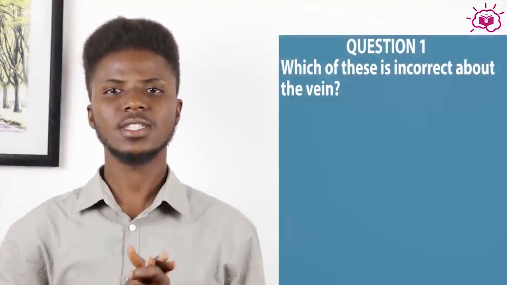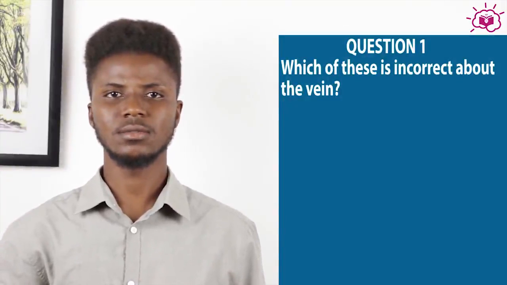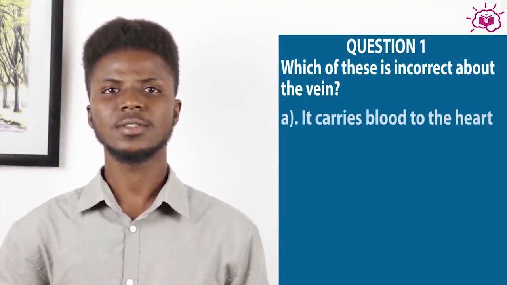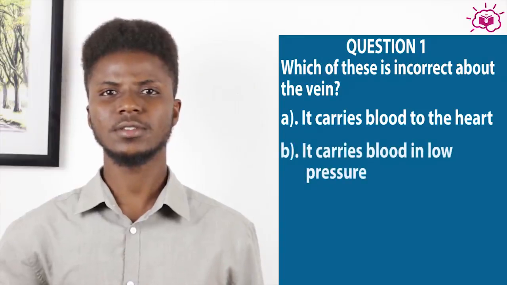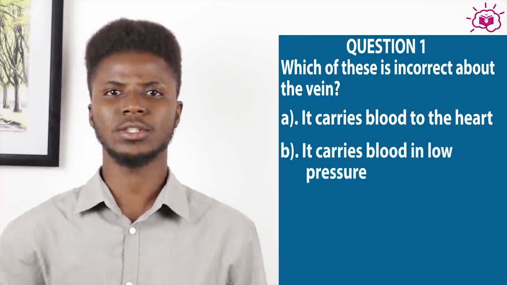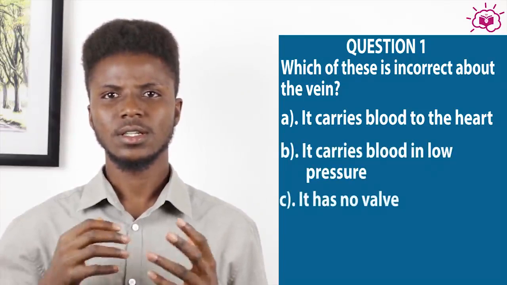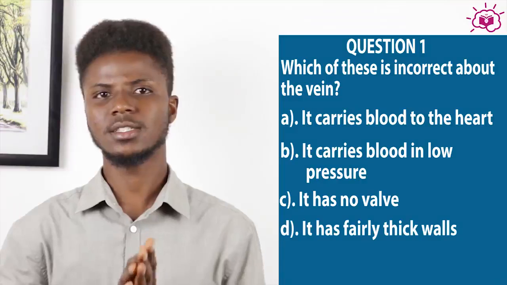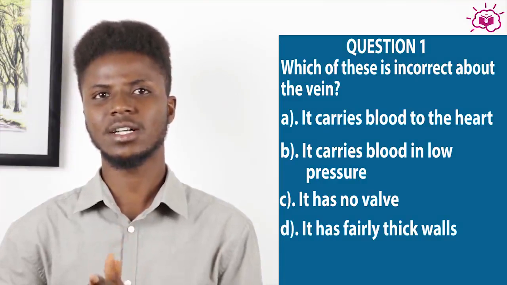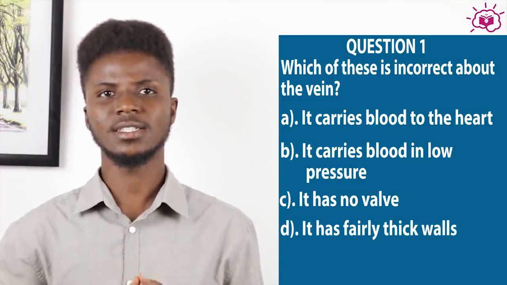We're going to be treating some past questions now, and I believe we'll have a better understanding. Now this question states, which of these is incorrect about the veins? A. It carries blood to the heart. B. It carries blood in low pressure. C. It has no valve. And D. It has fairly thick walls. And the answer is D.